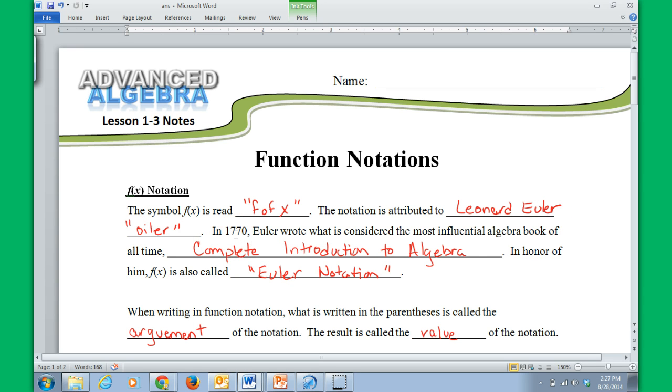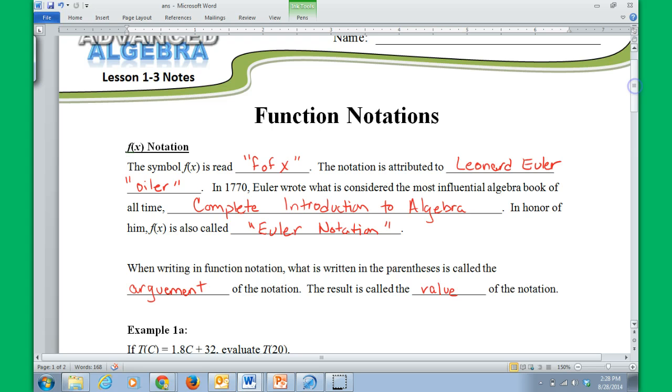So in 1770, Euler wrote what is considered the most influential algebra book of all time, Complete Introduction to Algebra. In honor of him, f of x is also called Euler notation. When writing a function notation, what is written in the parentheses is called the argument of the notation. The result is called the value.